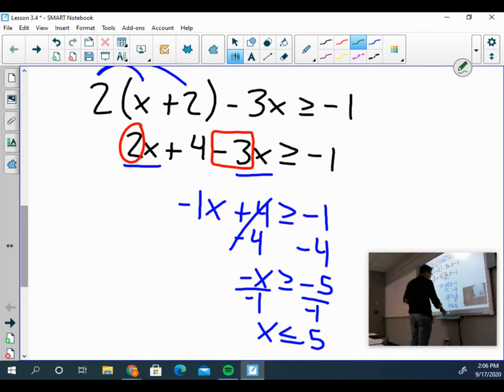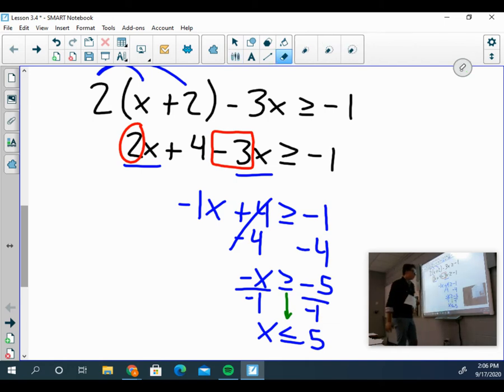Now remember, please note from what we did in 3.3, I have flipped the sign. Why? Because I divided by a negative. When you divide or multiply by a negative, please flip the sign. Alrighty, let's move on to our next example.